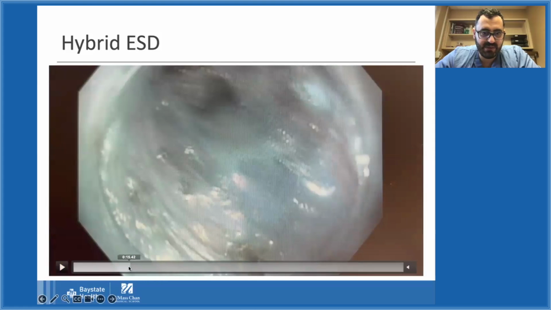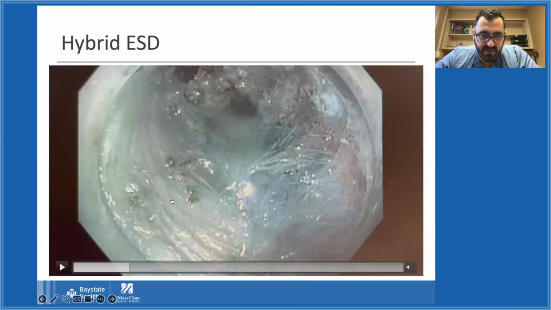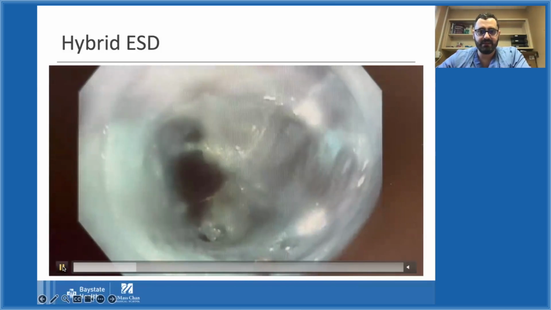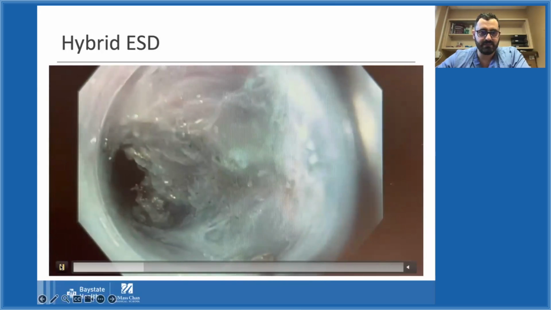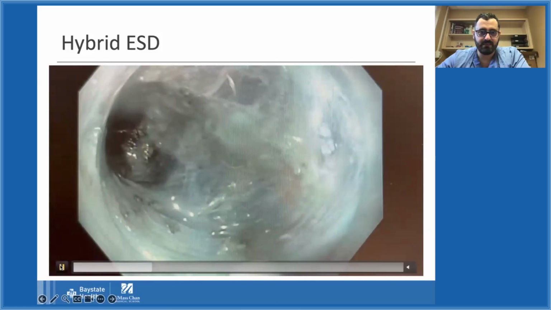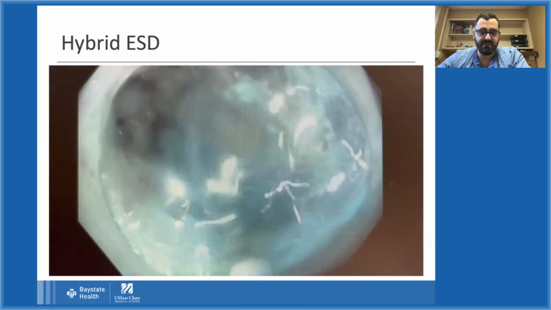I'm just going to go back so you can see the muscle fiber. So here, over here, this is all muscle. This is all muscle fiber, right? And here is the mucosa, or the polyp. So I'm looking at the polyp from beneath, okay? And this is the submucosa. This is where we inject, and it will lift the polyp up. See, I'm injecting now.